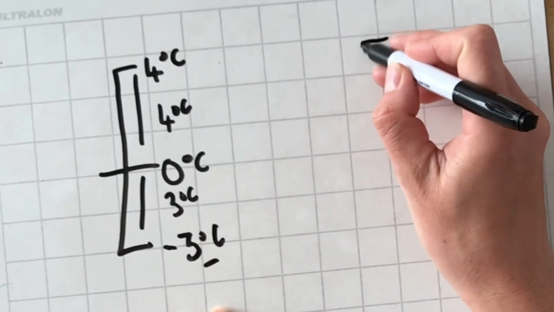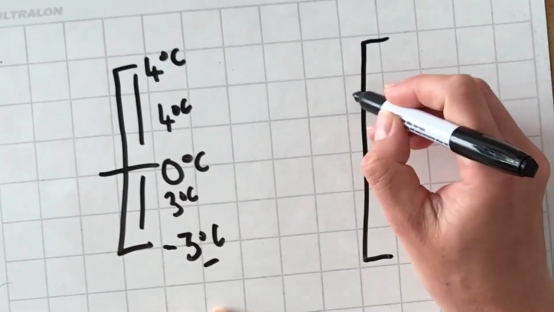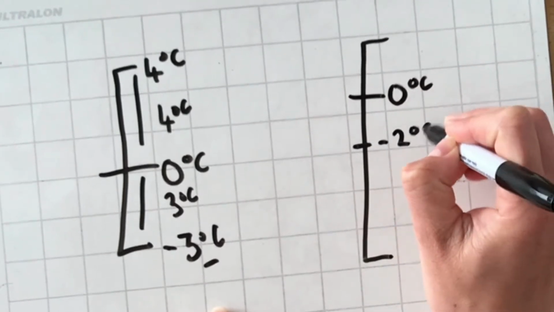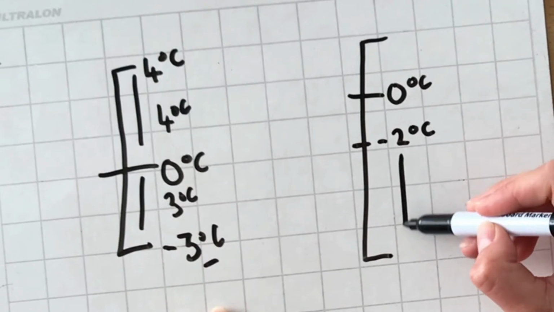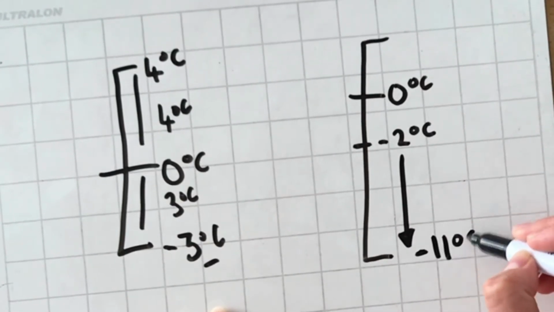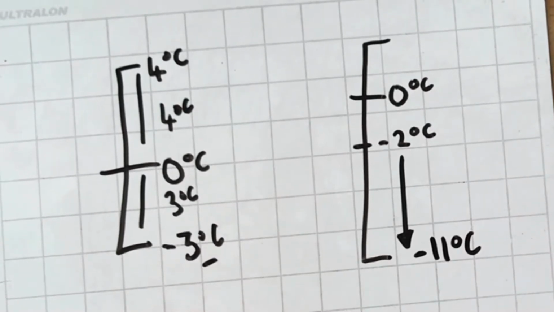Same for question B. We're going to put our 0 degrees up here. We're starting at -2, and then we're going to go down 9 degrees. That's going to take us down to -11 for the temperature in Copenhagen.